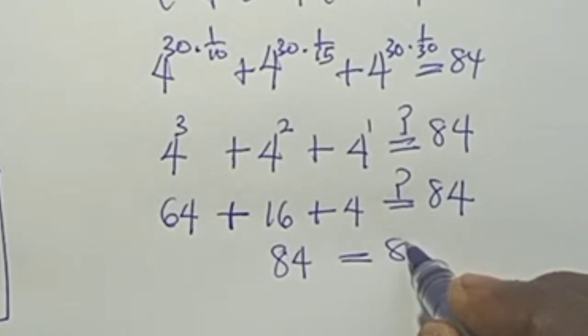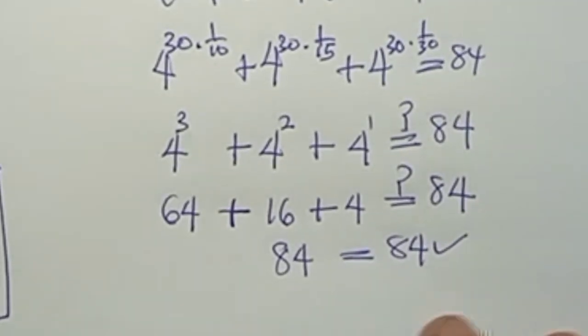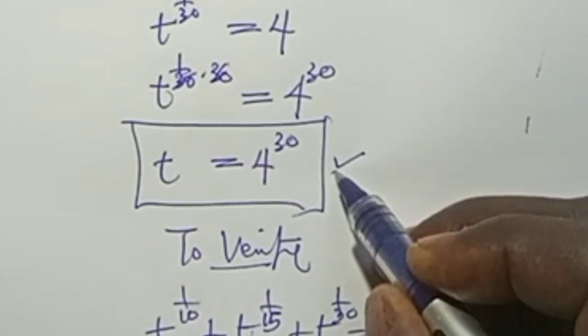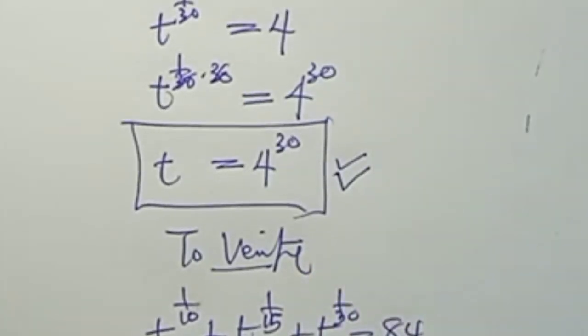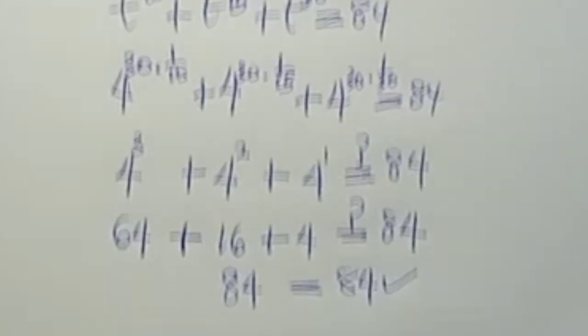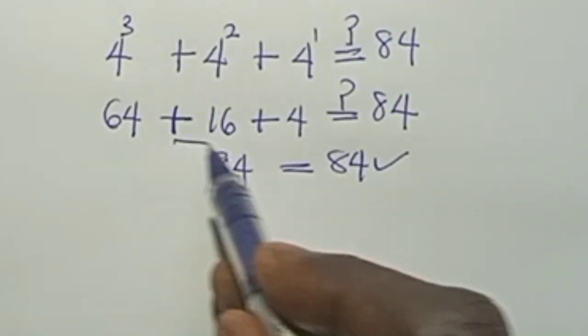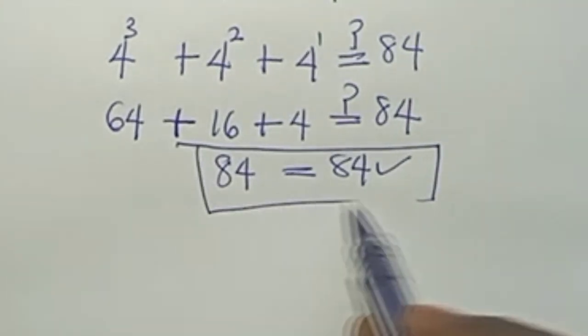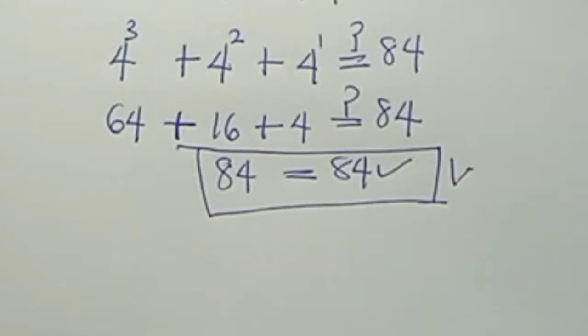It's obviously 84. This shows that the value of t that we got, t equals 4 to the power of 30, is actually true, because it satisfies the original equation, as the right hand side is equal to the left hand side, and it's very fine.